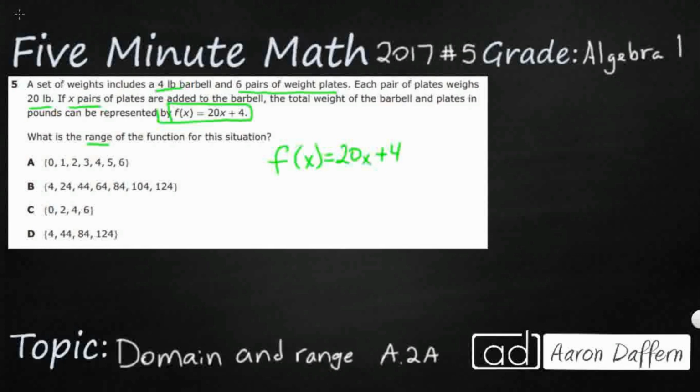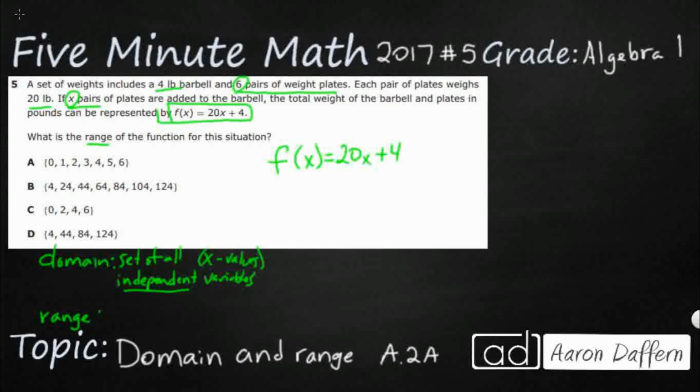Okay, so let's define these two terms real quick. The domain and range are two things we always keep together. The domain is the set of all independent variable values. Typically, those are going to be our x values. So that's what we start with, our independent variable values. In this case, it's going to be x pairs of plates. And there's only 6 pairs of plates, okay? So we'll need that in just a moment.